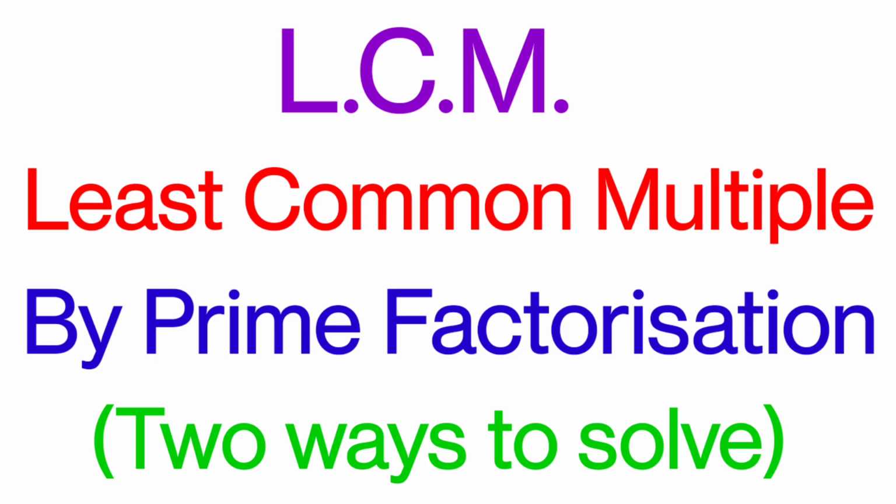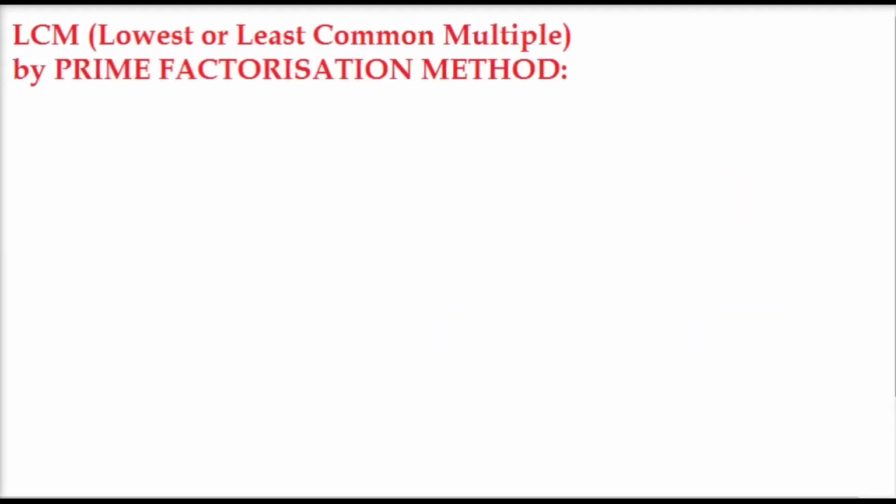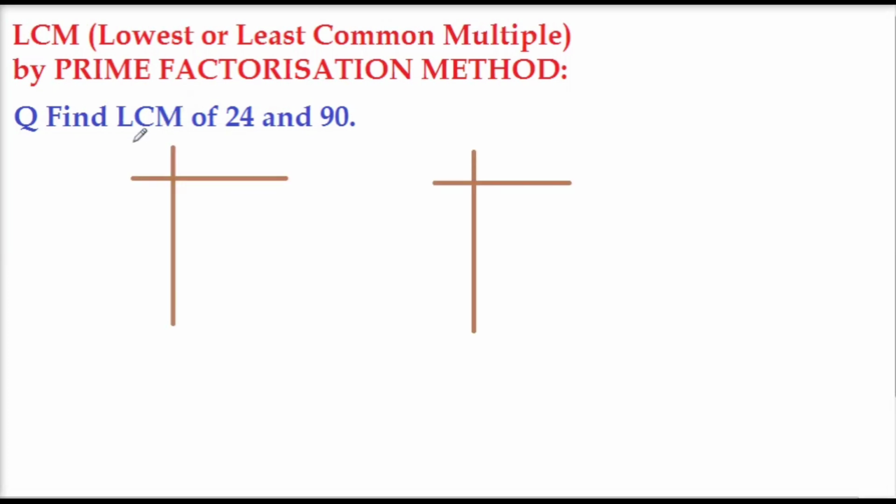Welcome everyone. Today we are going to learn LCM, least common multiple, by the prime factorization method. Here we will learn two ways to solve. LCM is also known as lowest common multiple. Let's find the LCM by the prime factorization method of the numbers 24 and 90.